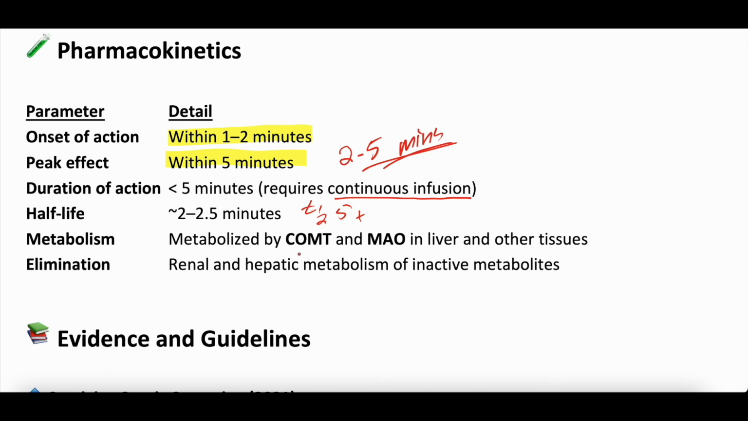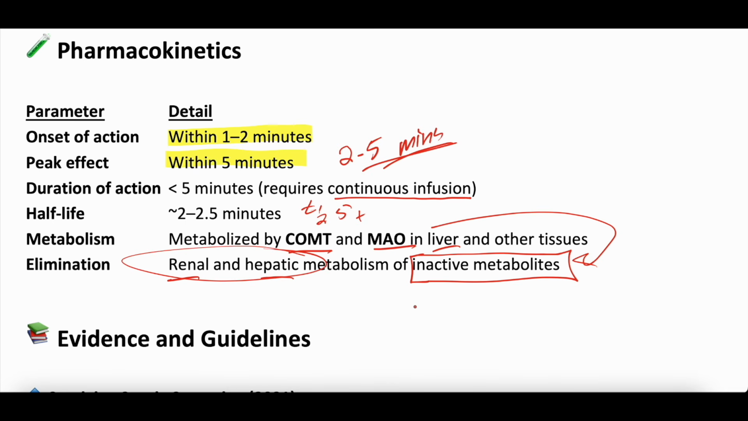It's metabolized by COMT and MAO in the liver and other tissues, and then it's eliminated renally and hepatically. But those are inactive metabolites. So these enzymes in the liver that metabolize norepinephrine tend to keep working. Now, if you had a really, really bad liver failure, maybe norepinephrine would stick around longer. But typically, it's metabolized into these inactive metabolites and then excreted from the kidneys and liver. So if you have really bad renal dysfunction, the metabolites are inactive that you're trying to pee out. So if you're not making good urine because you have kidney injury, you're just holding on to some of these inactive metabolites. These aren't still having the effects of norepinephrine in your body, if that makes sense.